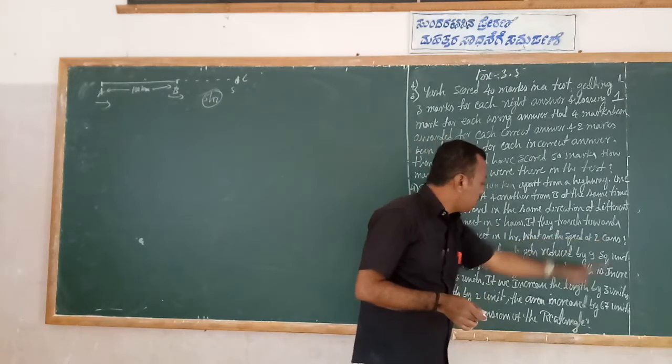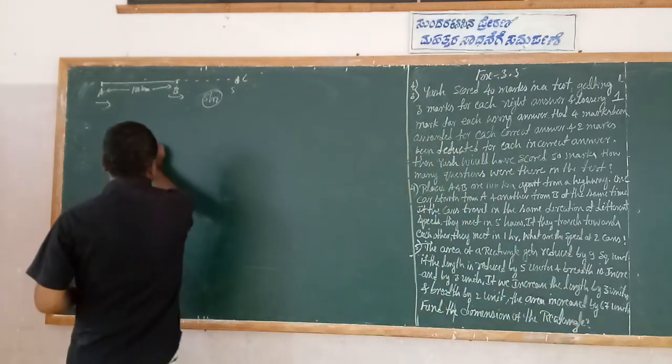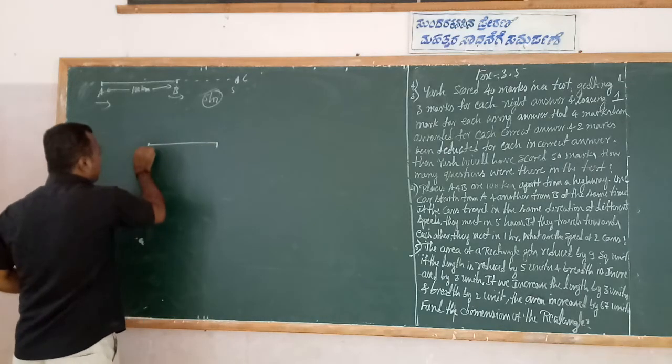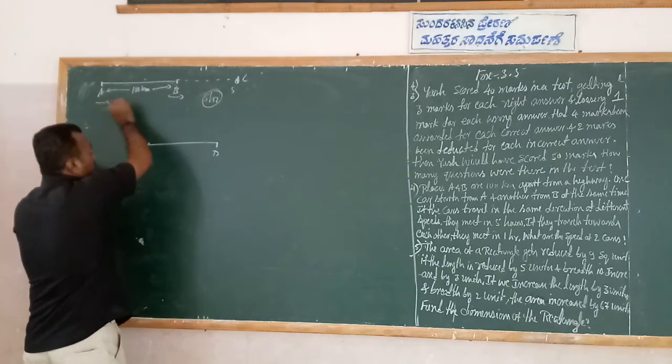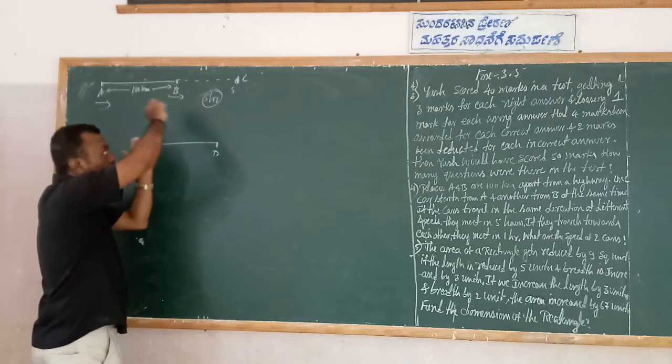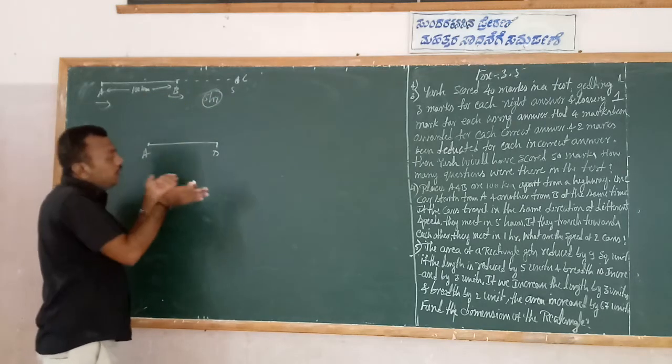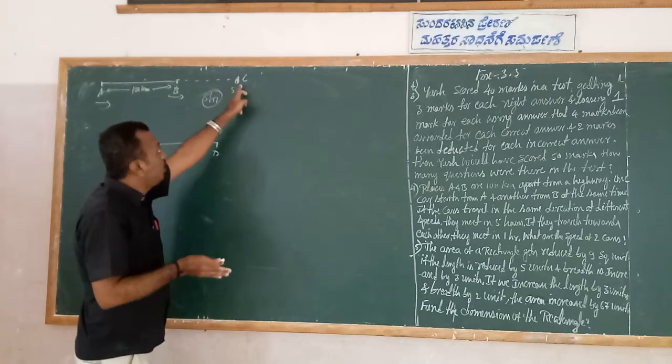If they travel towards each other, for example, car A and car B. In the first case, they travel in the same directions. After the 5 hours, the 2 cars meet at the same point. That is called C point.